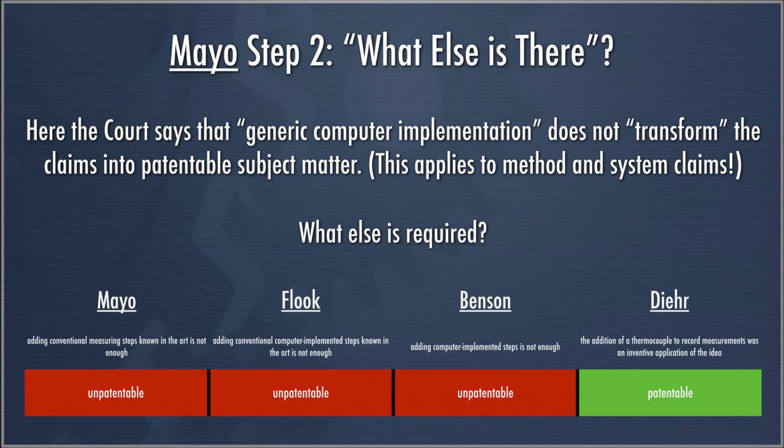Adding conventional computer implemented steps known in the art was not enough in Flook, so that's not going to be enough either. Benson was very similar to Flook in that adding computer implemented steps, doing the method on a computer, doesn't convert them into patentability. However, Diehr was patentable, and the court there emphasizes that what the patentee in Diehr did was add a component, add a thermocouple into the system, which then was sufficient to transform the unpatentable mathematical equation into an applied, useful industrial process.